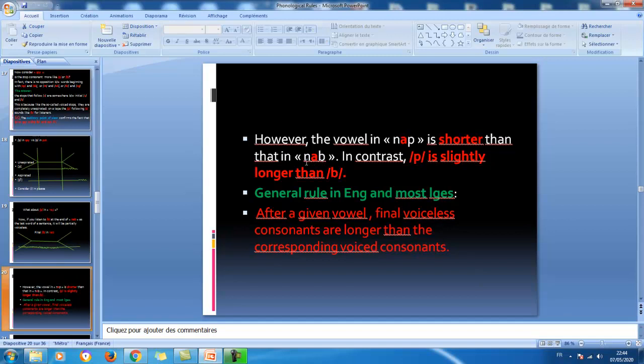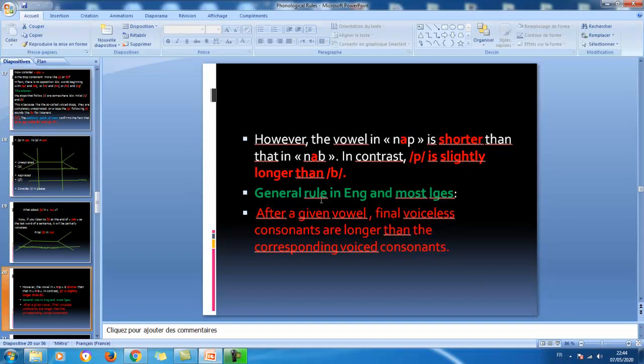So if you like, we can have this general rule in English. Vowels tend to become longer when they are found before voiced sounds. In contrast, this is another rule. B is slightly longer than p, sorry, p is slightly longer than b. So it's another rule here. The voiceless one at the end is slightly longer than b at the end.